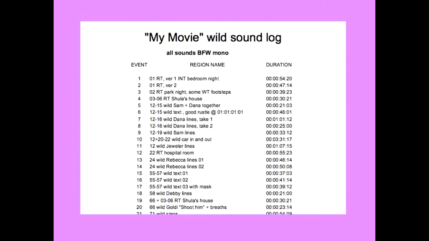so that before I start a scene, I just check, does this scene have wild sound? If it doesn't, I'll just work normally. But if it does have wild sound, before I start the scene, I'll actually listen to the wild sound, and maybe it will influence the editing path that I take.